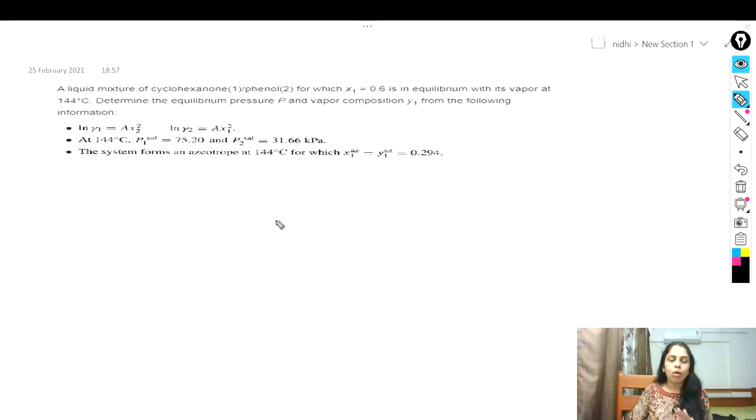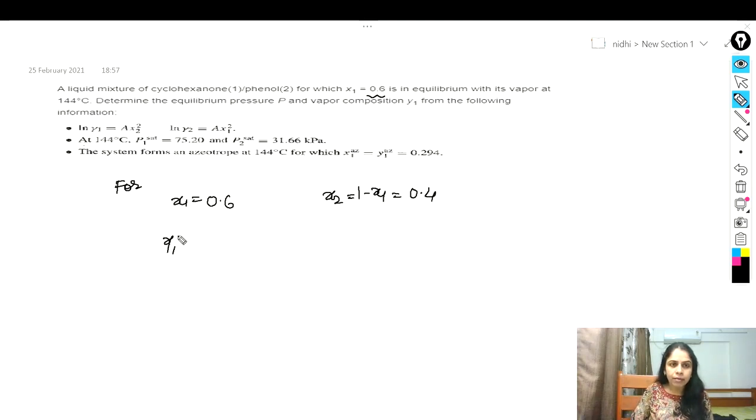So now we have all the values. We have the value of constant A, we have P1 saturated, P2 saturated, and now we need to find out the total pressure P. So for x1 is equal to 0.6, we need to find out the capital P, which is the total pressure or equilibrium pressure, and the vapor composition Y1. So now we have all the values. x2 is equal to 1 minus x1, so x2 is equal to 0.4.